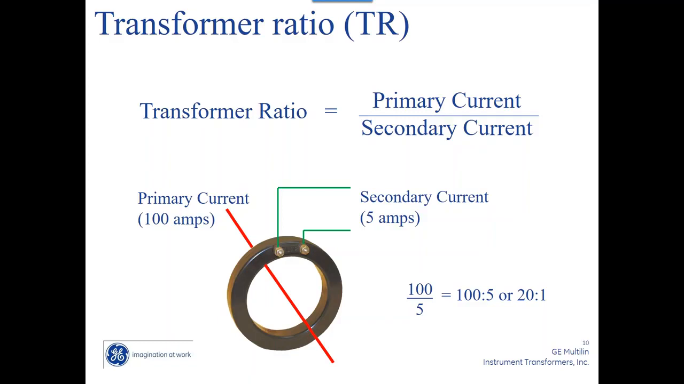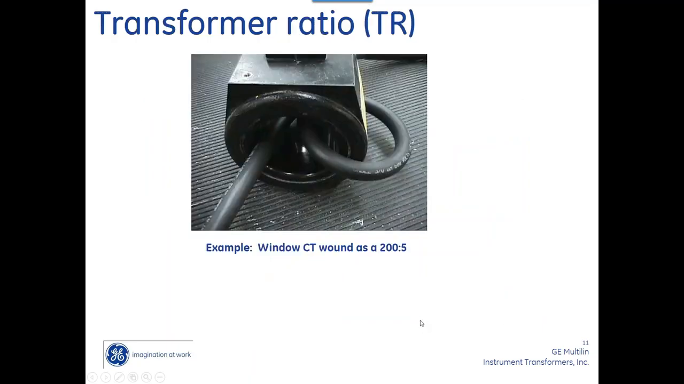1 amp. Very good. So if somebody just tells me it's a 20-to-1, I need to go find out, do they want a 5 amp secondary or a 1 amp secondary? In the US, 99% of the time, you're going to see a 5 amp secondary. So 100 to 5, which is a 20-to-1 ratio, is the same thing.